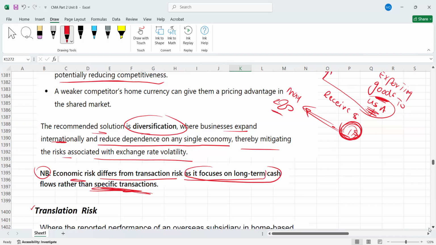But the similarity is that economic risk may affect your cash flows, and transaction risk is also affecting your cash flows. This is the similarity, you can say. But the difference is that economic risk focuses on the long term, but transaction risk focuses on the short term, or you can say on the specific transaction only. This is the difference. I hope it is clear.